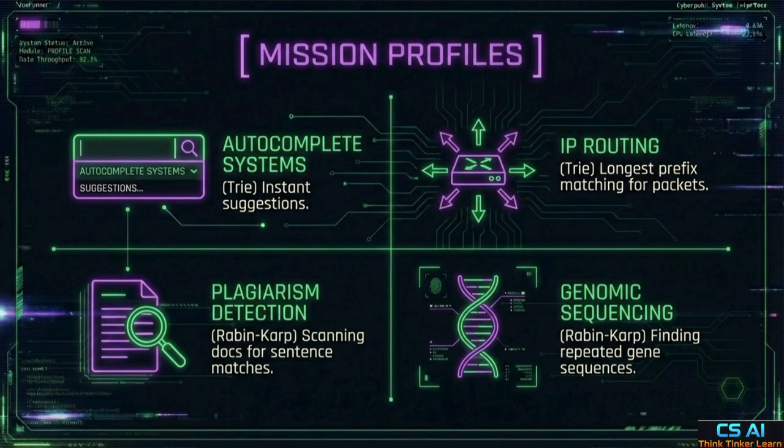Where do these algorithms live in the real world? Let's look at that. Autocomplete systems. Every time you type something in a search bar, a Trie is traversing nodes to give you instant suggestions. IP routing. Routers use Tries to perform longest prefix matching to decide where to send your internal data packets. Plagiarism detection. Rabin-Karp scans documents for long sequences of matching sentences to find copied work. Genomic sequencing. Scientists use rolling hashes to find repeated gene sequences across billions of base pairs.